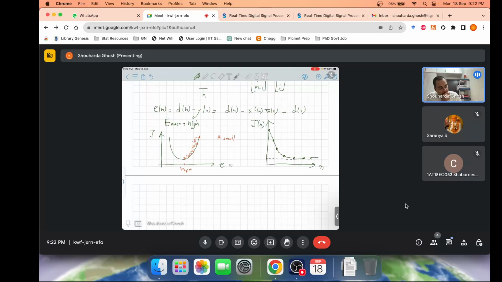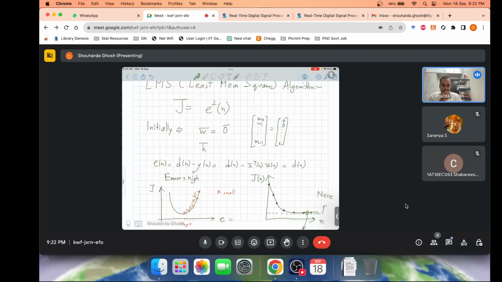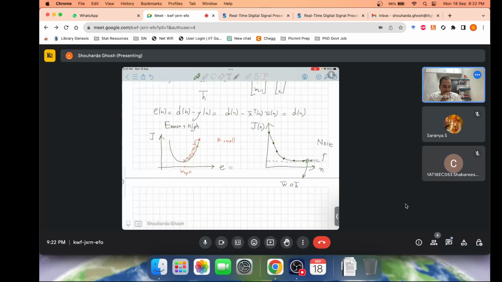And what does this correspond to? Although it does not look so from the diagram, we are assuming that over here W has almost become very close to H. That means all our filter coefficients are reaching the system response values. This bar where it has stopped is called the noise floor.